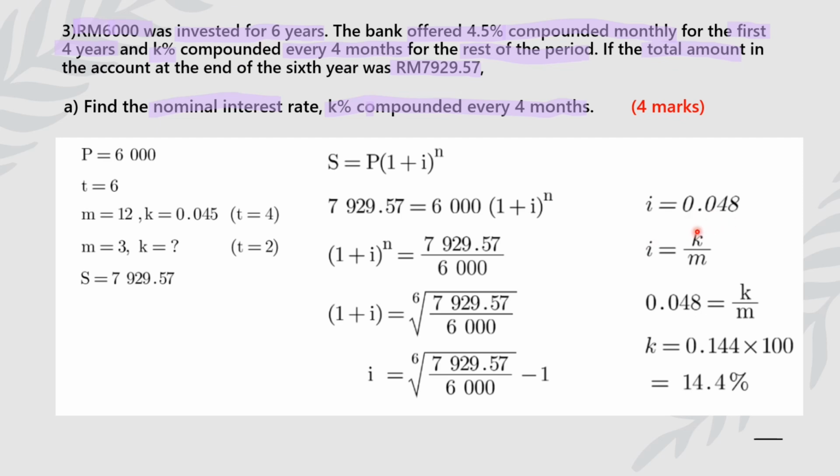So, the answer of I is 0.048. This is not the end of the answer. We need to look for K. So, the answer of the K is 40.4%. This is the right answer of this question.